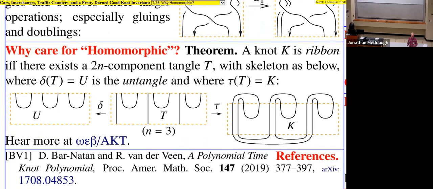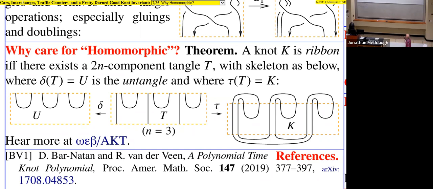So this is an aside. I really want to talk about one specific invariant, so I'll say it relatively quickly. And if you want to hear more, you can go to omega epsilon beta slash AKT, a previous talk that I gave, which is more devoted to this. But the point is that there are properties of knots that are definable using these operations.